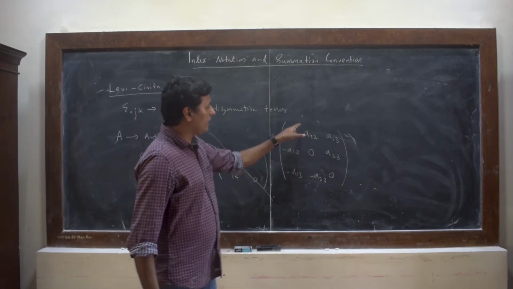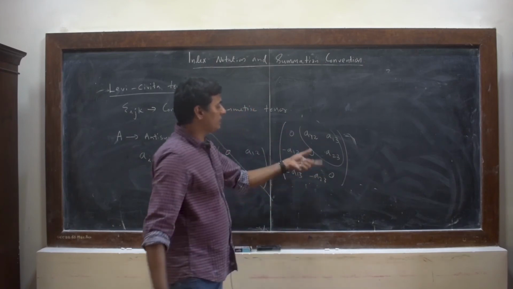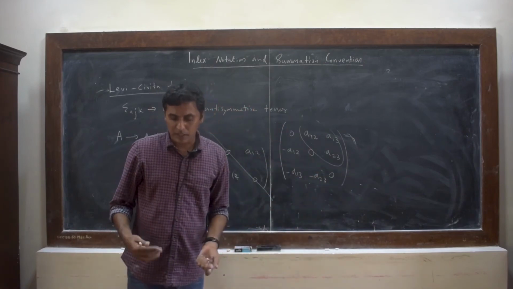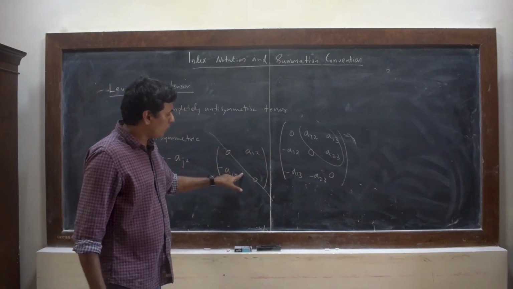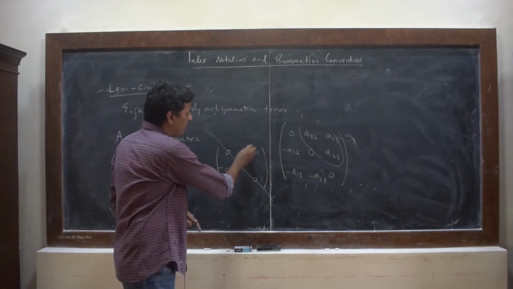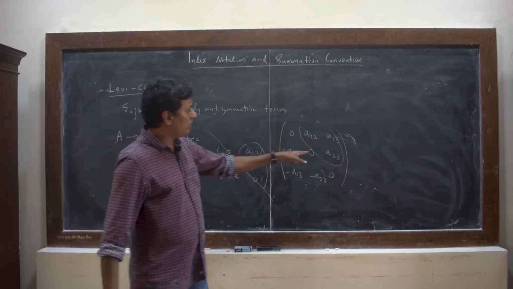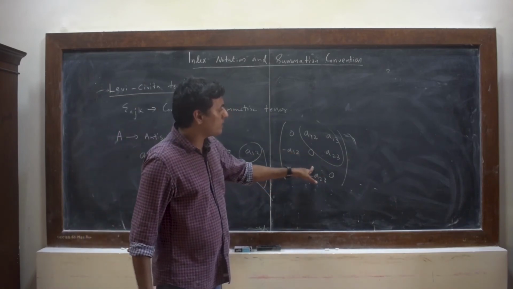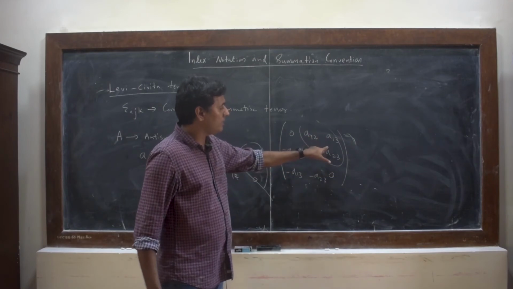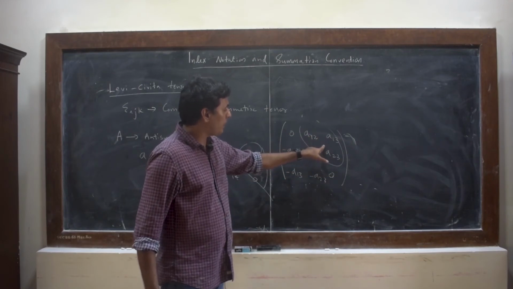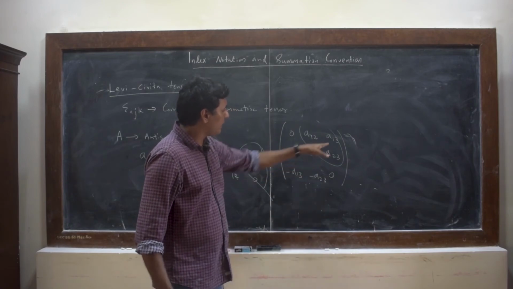Okay, so you can easily count, and now let us count the number of independent elements. If you take this 2 cross 2 antisymmetric matrix, you have just one independent element, and if you take the 3 cross 3 antisymmetric matrix, you have three independent elements, because this one is the negative of that.